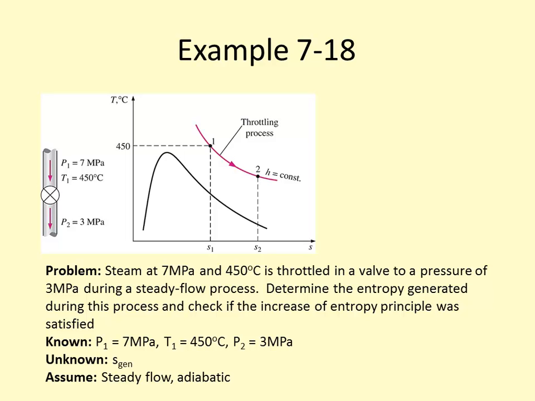Okay, let's do an example. So in this case, we have a throttling valve. We have steam at 7 megapascals and 450 Celsius, which is throttled to a pressure of 3 megapascals during a steady flow process. So we need to determine the entropy generated during the process, and then just check and verify if the increase of entropy principle is satisfied. And what is the increase of entropy principle? What does that say?